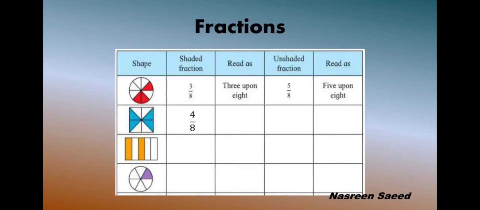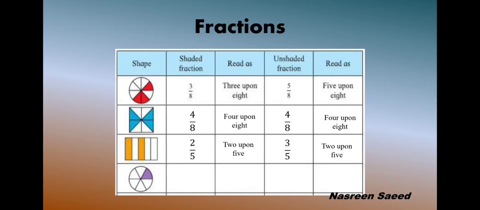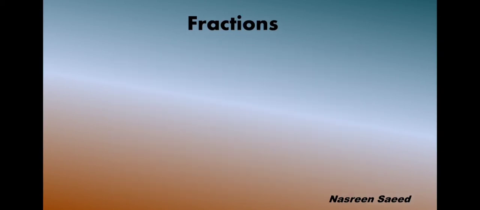The next is, in total there are 8 parts and the shaded parts are 4. So it is 4 upon 8 and read as 4 upon 8. The unshaded part is again 4 upon 8. The next is, in total there are 5 parts and the shaded are 2 parts. So it is written as 2 upon 5 and read as 2 upon 5. The unshaded part is 3 upon 5. The next shaded portion is 1 upon 6. The unshaded portion is 5 upon 6.